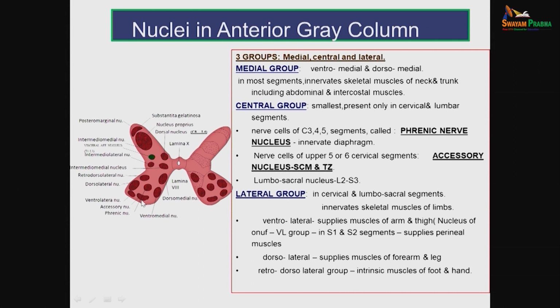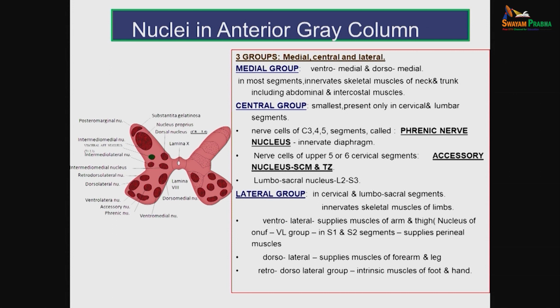Coming to the central group, please see in this picture, there are two important nuclei in the central group. This central group is present only in cervical and lumbar segments. So, in C3, C4, C5 segments, the nuclei which are present are called the phrenic nucleus. You can see the phrenic nucleus marked here. The axons of this will go and innervate the diaphragm. Then you can see anterior to it the accessory nucleus.